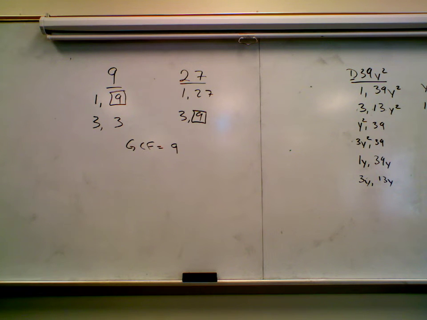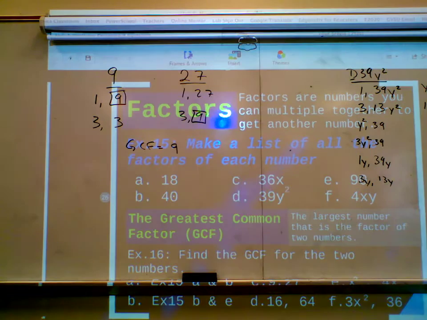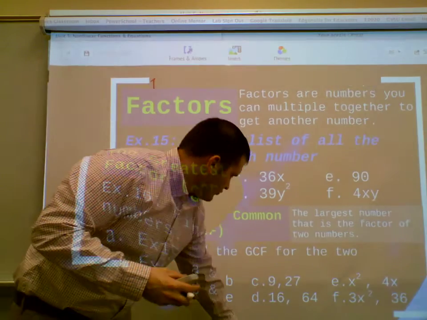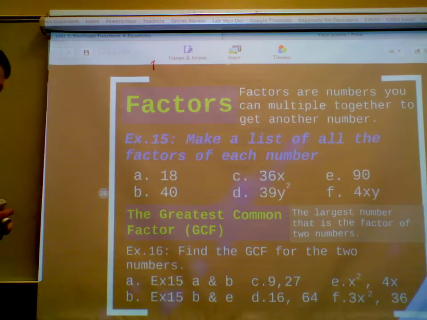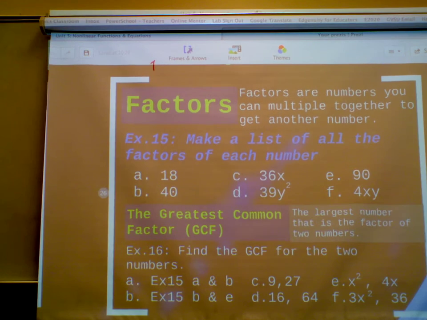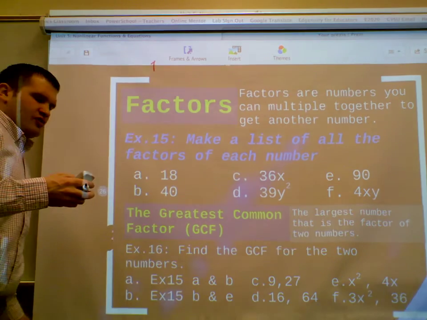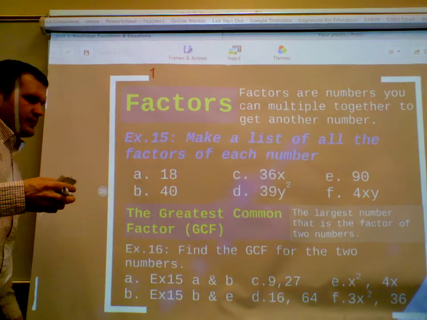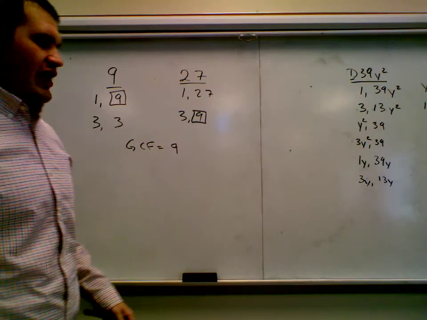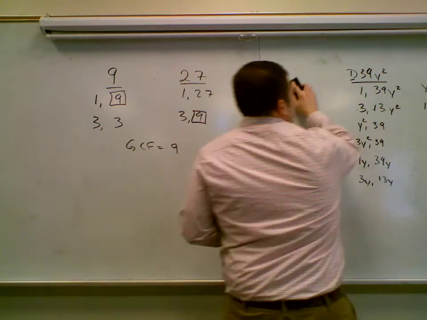Yeah. Okay, so real quick, let's take a look at our examples. Which one do you want to try? We said A and B. We said C. You want to do E? Okay, let's do E. We'll do E and F both. So, x squared and 4x.